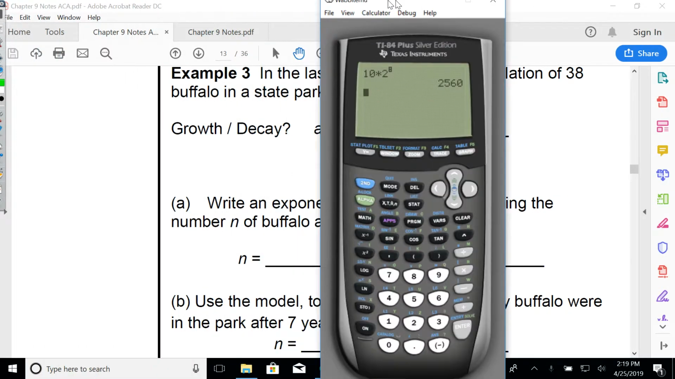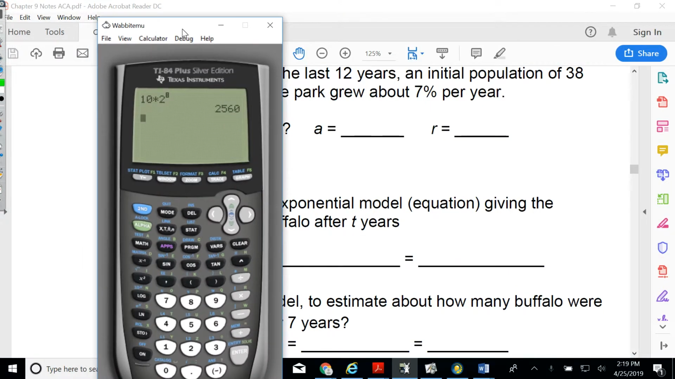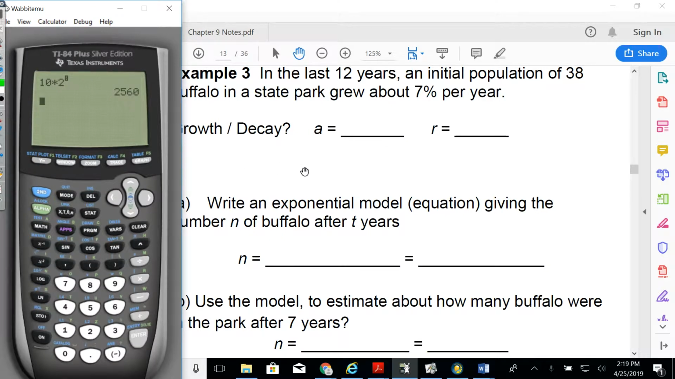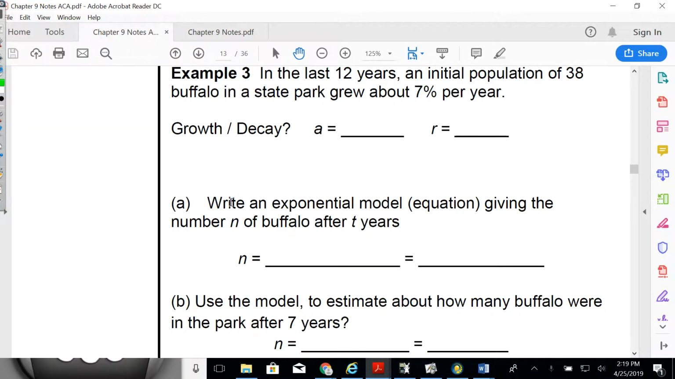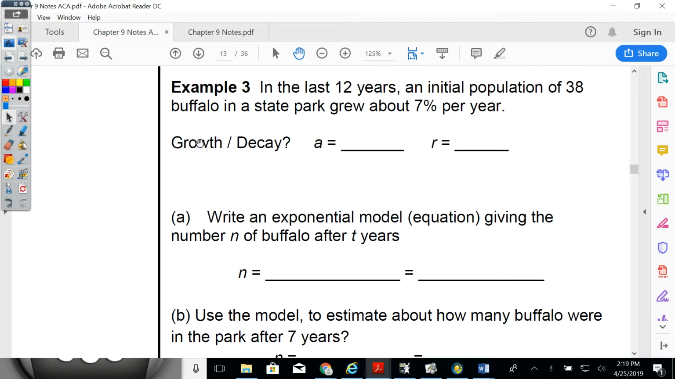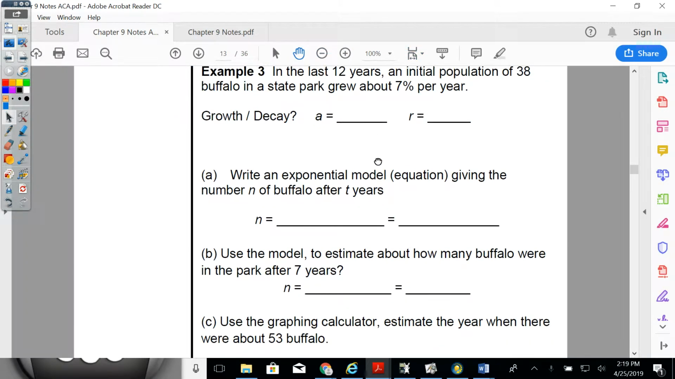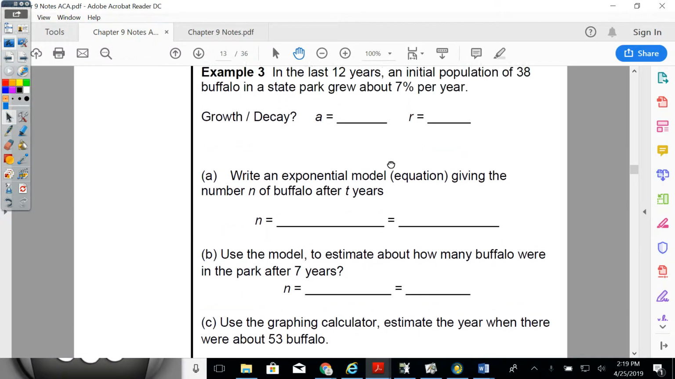So from previously, in the calculator, 10 times 2 to the 8th was 2,560, which would be the population after 8 years. So now going on to the next page. Now we have word problems that we're trying to generate an equation for and then use it to answer some questions. So I'm going to zoom out a little bit so I can see all of it in one problem.